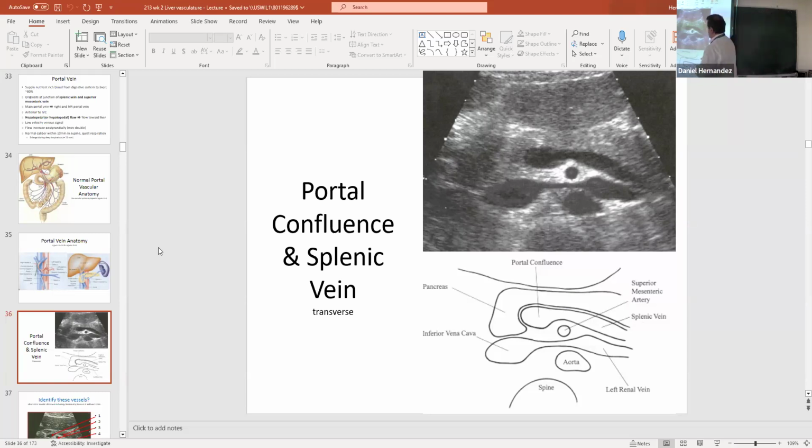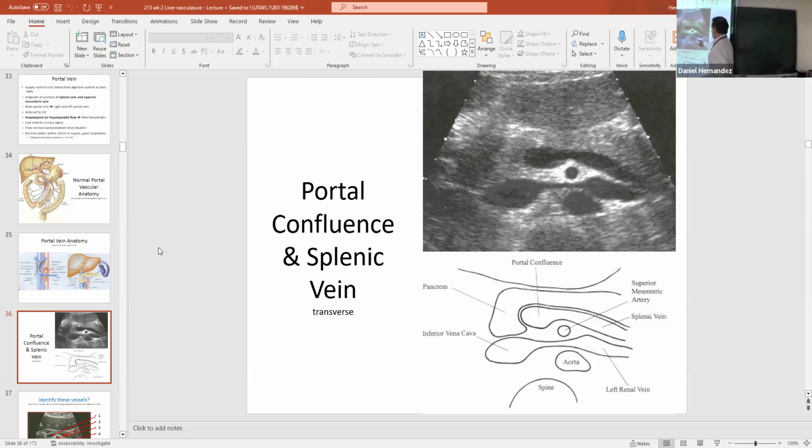So in a transverse view, when we're at the level where we see the portal confluence, the vessel that's draining into that portal confluence is your splenic vein. So in transverse, we see splenic vein. It's important to recognize whether you're in transverse versus sagittal, because when we're in sagittal, instead of seeing the splenic vein, we're going to visualize the superior mesenteric vein draining into that portal confluence. So just rotating your transducer from transverse to sagittal will completely change what vessels you're visualizing.